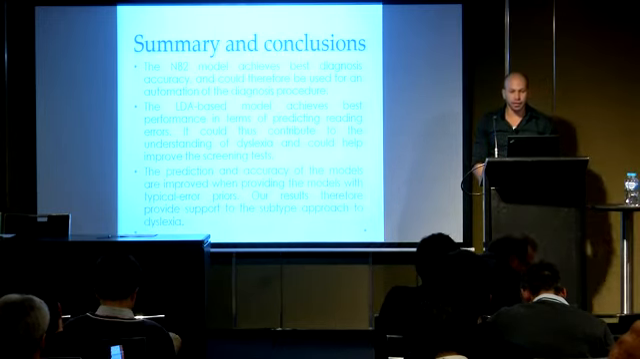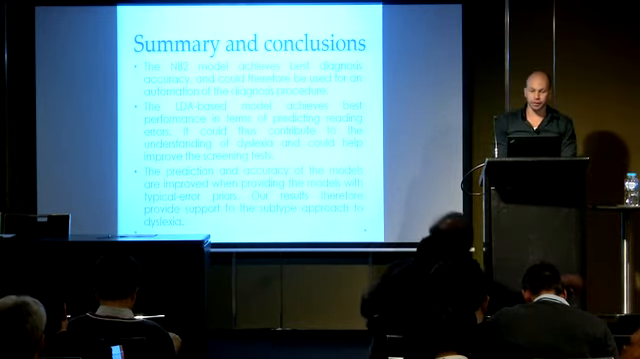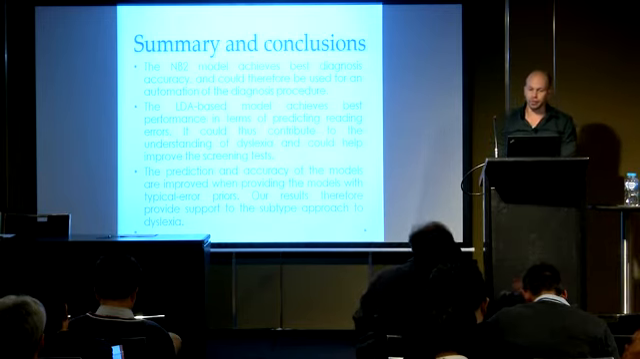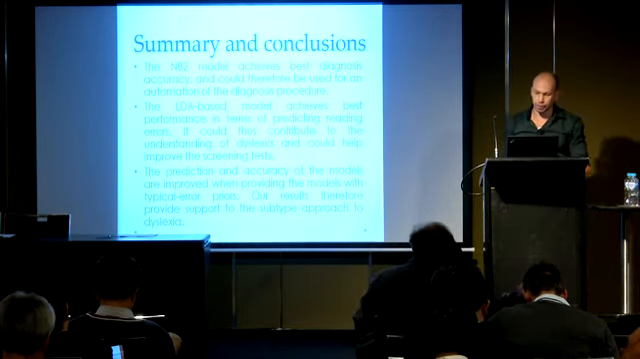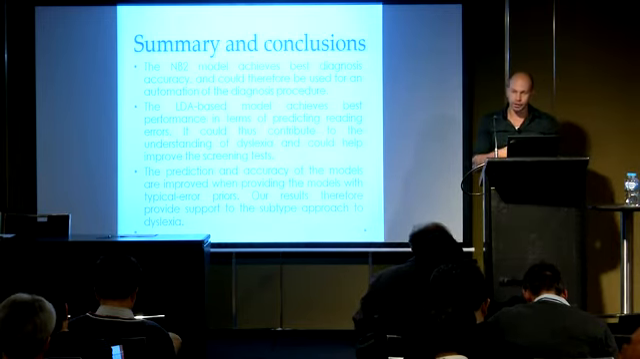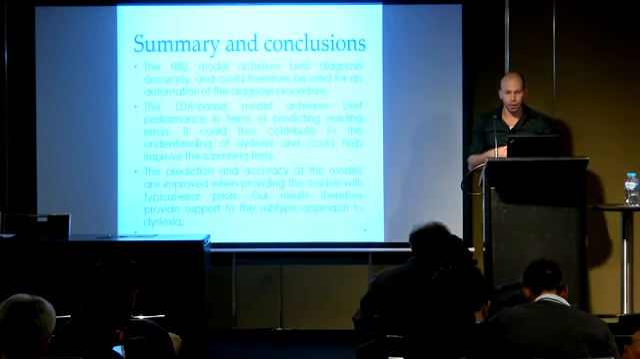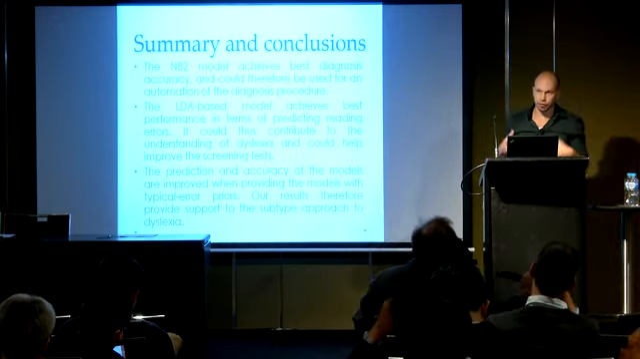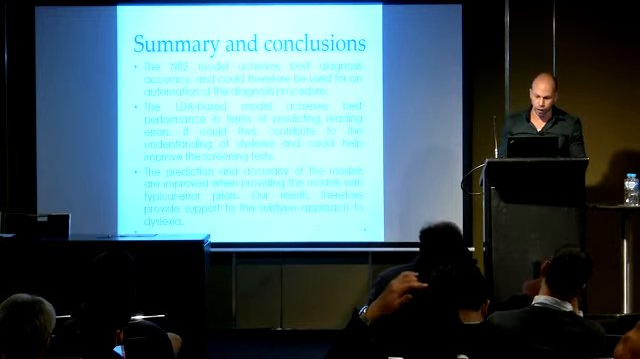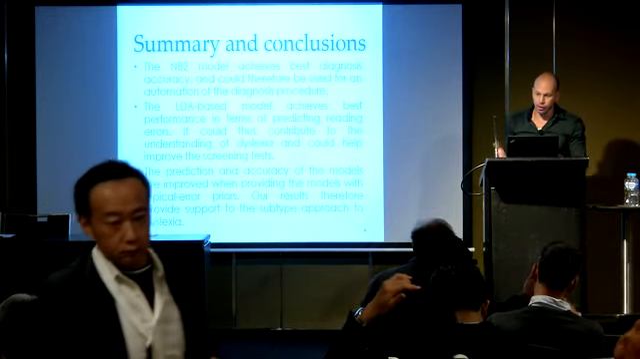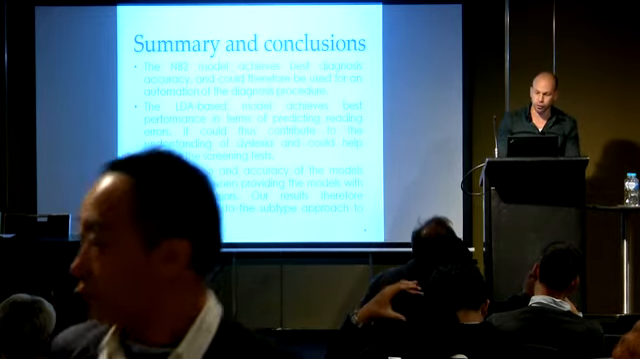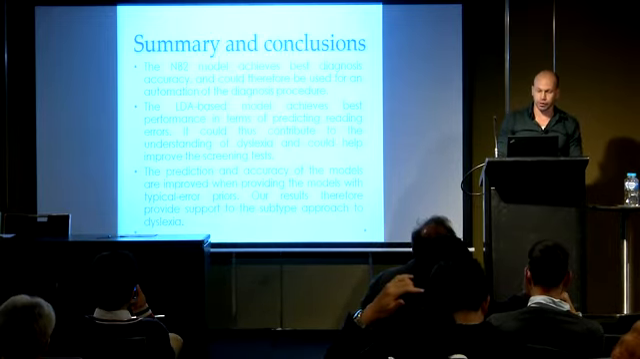And finally, the prediction and accuracy of the models are improved when providing the models with typical error priors. This is important because if the subtype approach to dyslexia were wrong, adding these priors would have damaged and not improved the results. So our results therefore provide support to the subtype approach to dyslexia.